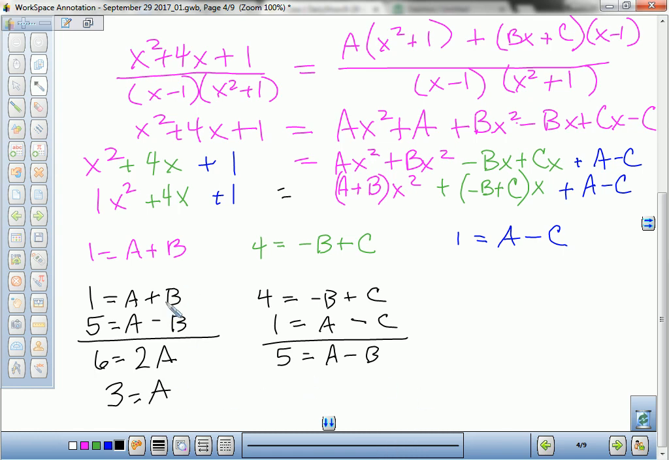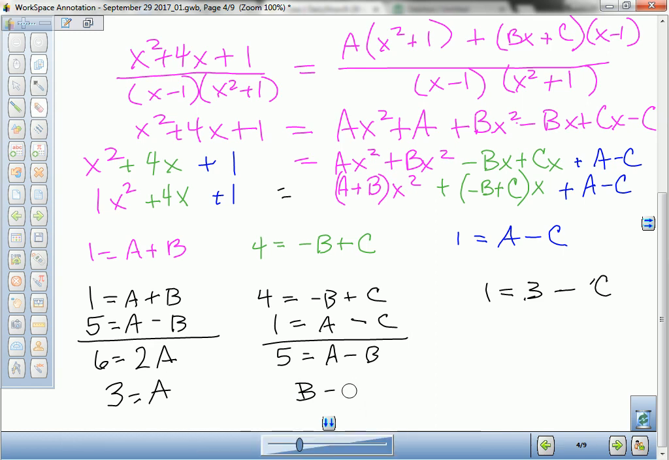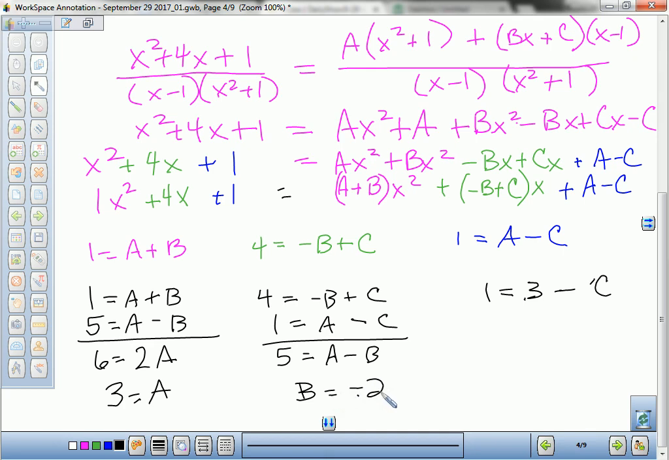A is 3, so what is b? B is negative 2? Wait, no, it'll just be positive 2, right? Yep, c is positive 2. No, b is positive. A is 3. I'm going too fast for myself. I need to slow down. And c is 2. Okay.